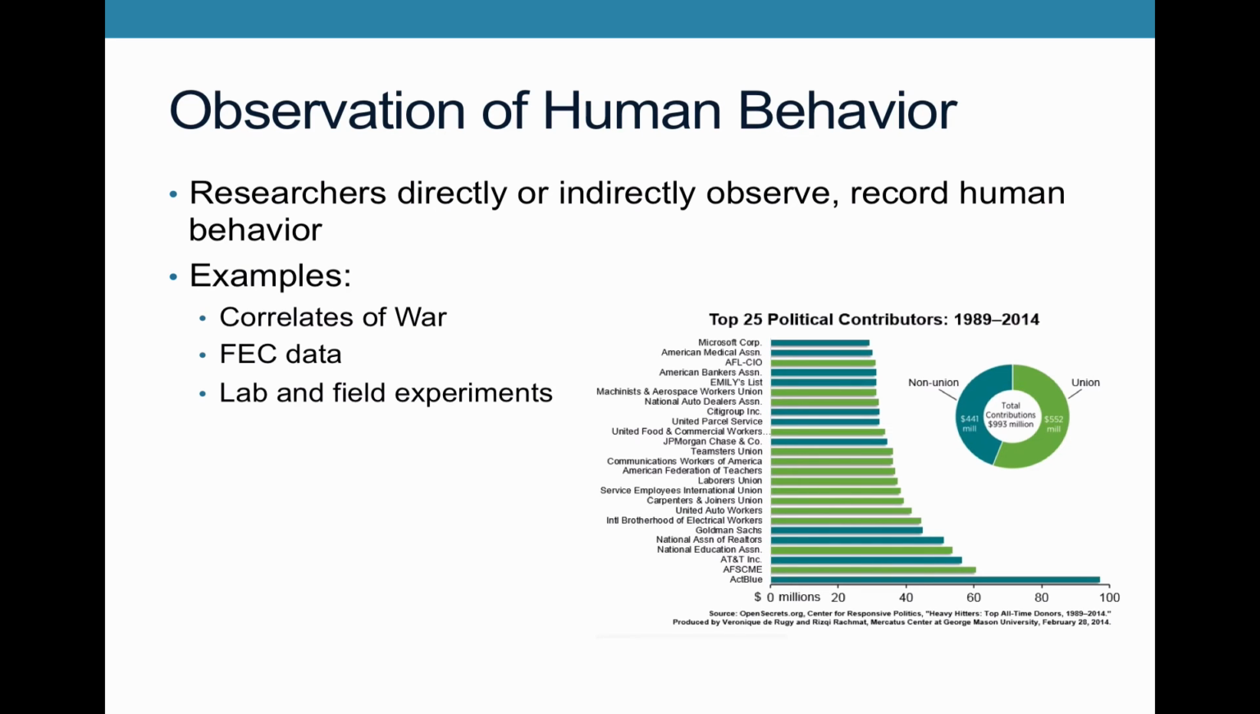campaigns. Lab and field experiments also use indirect or direct observation. So you've implemented some sort of treatment, and then you see what people do next. So basically anything where you want to be recording not what people think, but what they actually do in practice would be considered to be an observational data set.